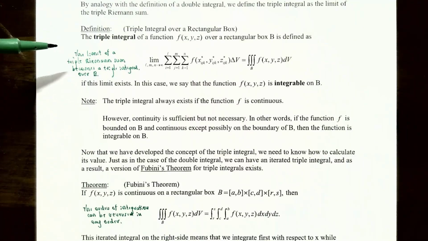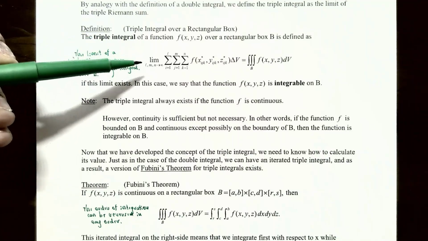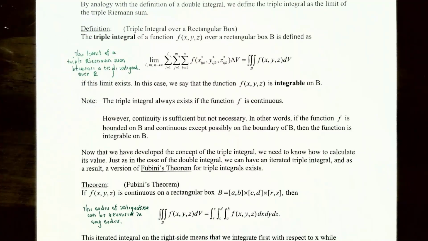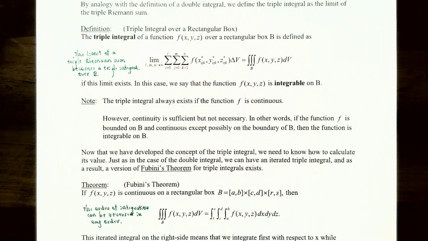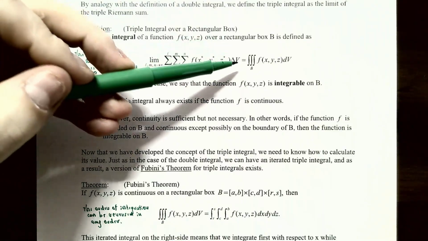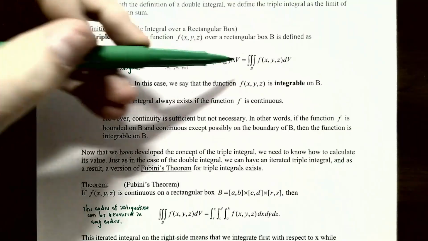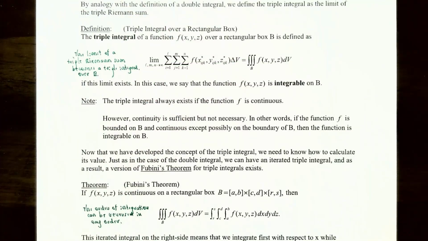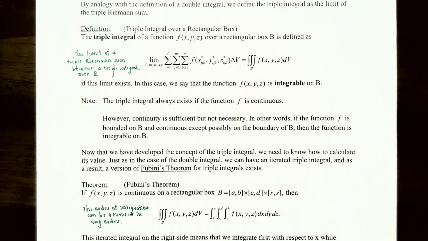It's a limit of a triple Riemann sum where l goes to infinity, m will go to infinity, and also n will go to infinity. So the number of partitions or subintervals for the x values, the y values, and the z values will go to infinity, of the triple Riemann sum that we had before. If this limit exists, then you can form a triple integral over the rectangular box B in 3 dimensions. The integrand will just become the function of 3 variables, f of x, y, z, and then delta V will become dV, the change in the volume.